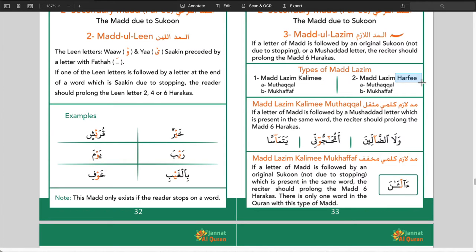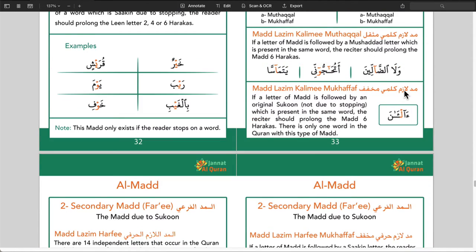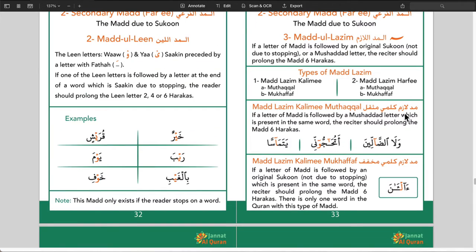Okay, due to where we apply this one in the harfi. Usually in the harfi, you don't see it, do we? Okay, we'll see inside the example. Yeah, we don't see alif lam mim. So at the beginning of Surah Baqarah, I don't think we see that sign. We'll check later, inshallah. But let's focus on the kalami side. So inside the category of mad lazim kalami, meaning this sign in a word, okay, we have two categories. We have muthaqqal and mukhaffaf.